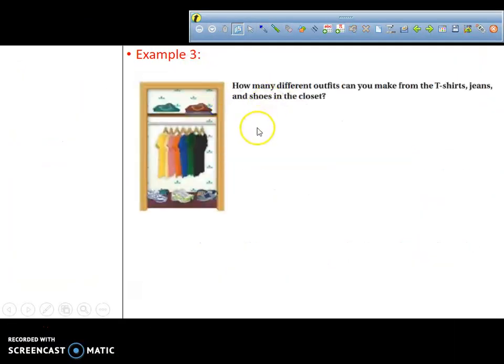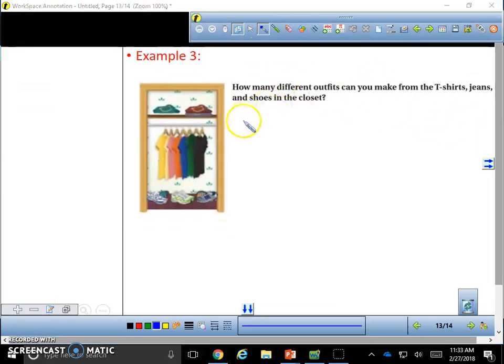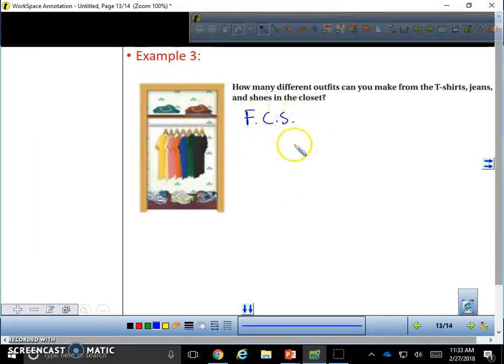All right, example 3. How many different outfits can you make from the t-shirt, jeans, and shoes in the closet? We don't care about the sample space. We just want to know how many we have total. We're going to use that fundamental counting principle. So, how many outcomes do we have? First of all, how many events? Jeans, shirts, and shoes. So we have 3 events because there's 3 articles of clothing.